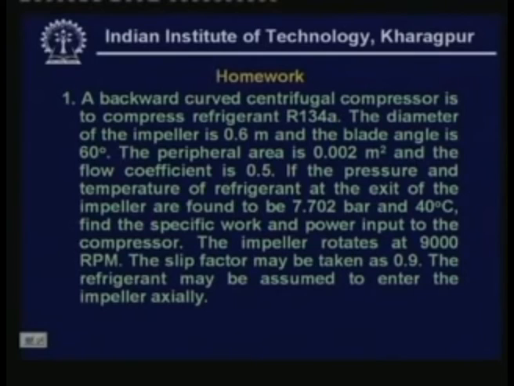The slip factor, if you remember, I have defined as the actual tangential component of velocity at the exit to the tangential velocity component in the absence of eddy losses, or in the absence of any slip. Okay. So this is the definition of slip factor, that means Vt2 actual divided by Vt2 in the absence of eddy losses. Okay. So this is the information given. From this information you have to find out what is the power input and the specific work to the compressor.